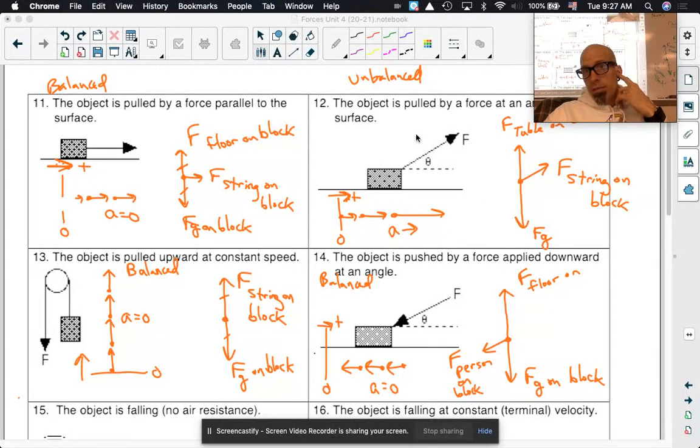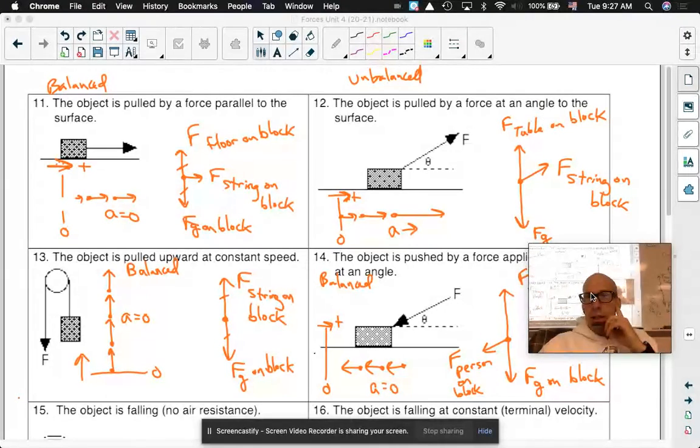Number 12 just says that the object is pulled by a force at an angle. I decided this one was unbalanced, and it was going to accelerate. You may not have. I don't know what you decided because it doesn't tell you. Now this one, 13, does say the object is pulled upward at constant speed. So it has to be constant, no acceleration, has to be balanced.